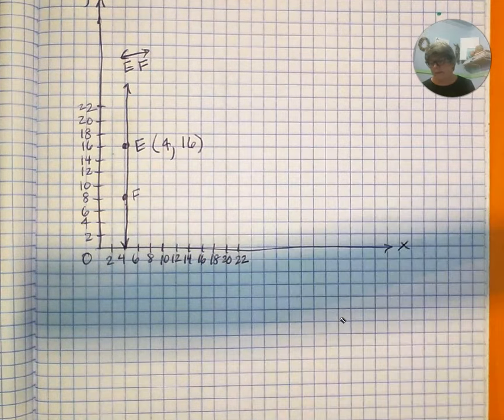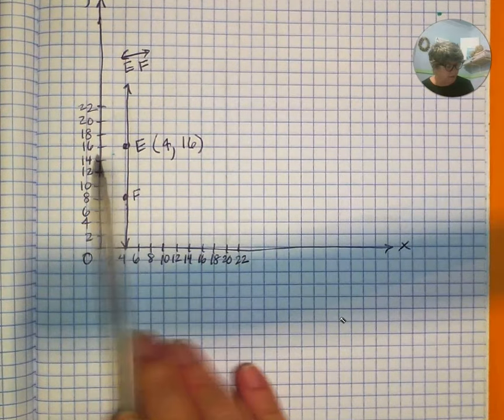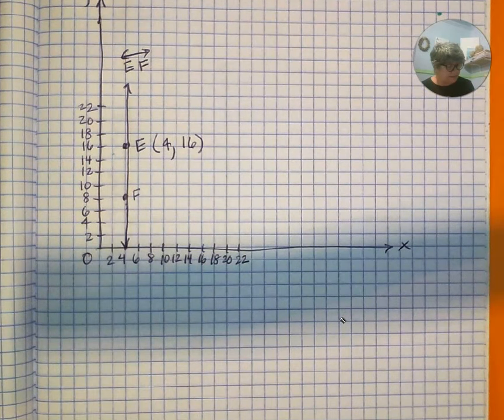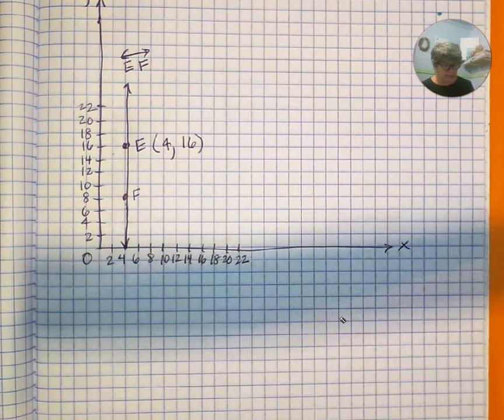Are they all the same distance from the y-axis? Yes, they are. They're all going to be 4 across. Which axis is EF perpendicular to? The x-axis, because it's going to form a 90-degree angle.